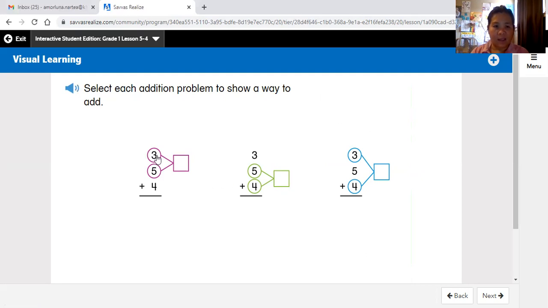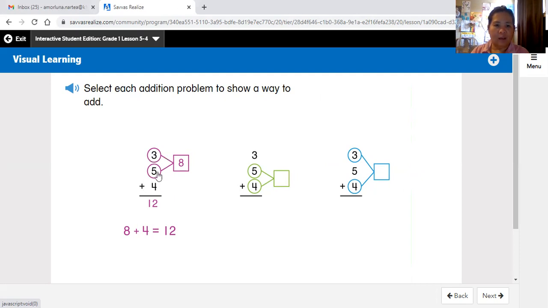Okay, as you can see, it is the same equation, but there are ways in what order we are going to add first. If we will try the 3 and the 5, watch this one, boys and girls. 8 plus 4 equals 12.